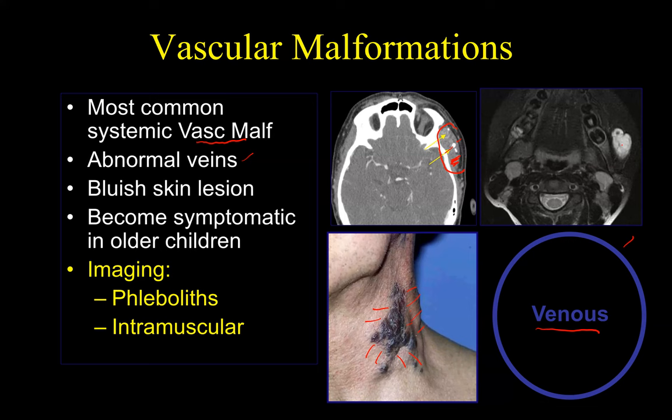Here's another example. This is a T2 weighted image. When we look at this muscle right here, what muscle is this? Well, this is the masseter muscle. So this mass is involving the masseter muscle. Notice how it's high T2 signal. And if you look real closely, there's a little black dot right there, and that black dot is a phlebolith. So when I see this intramuscular mass and I see there's a phlebolith, then I am pretty comfortable that this is a venous malformation.